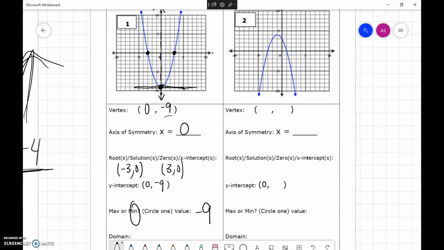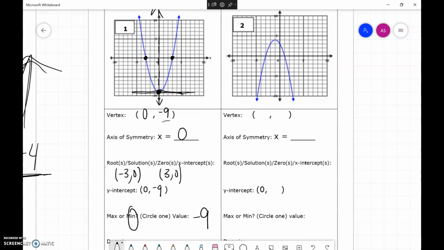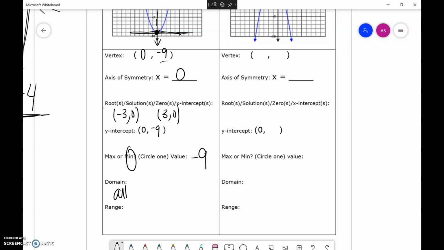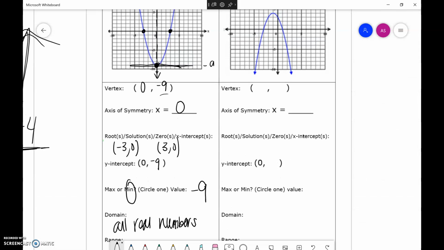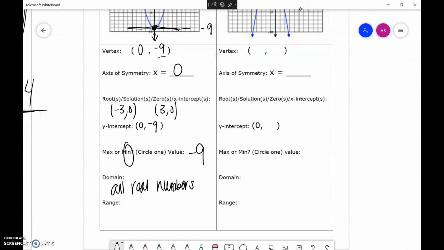Okay, domain. This quadratic function is going to keep going, so the domain is all real numbers. Anytime we're dealing with a quadratic, it's always going to be all real numbers unless they provide some type of restriction. So if they put maybe a dot somewhere, or if they give me a word problem which gives me a scenario, that'll be what changes that. Now again, with my range, my minimum value is -9 and it's going up, so I'm going to have y is greater than or equal to -9.